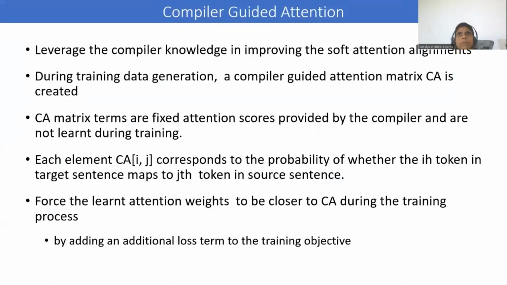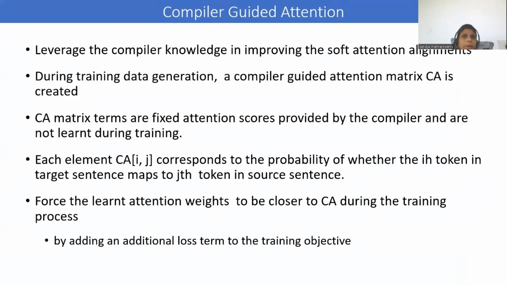So what we do is force the learned attention weights to be closer to the compiler-guided attention matrix. And this is done by introducing an additional loss objective to the decoder. So now, in addition to the standard token-level loss objective, the decoder also has a compiler-guided attention mismatch loss. This would force the learned attention weights to be closer to the compiler-guided attention matrix weights during the training process.